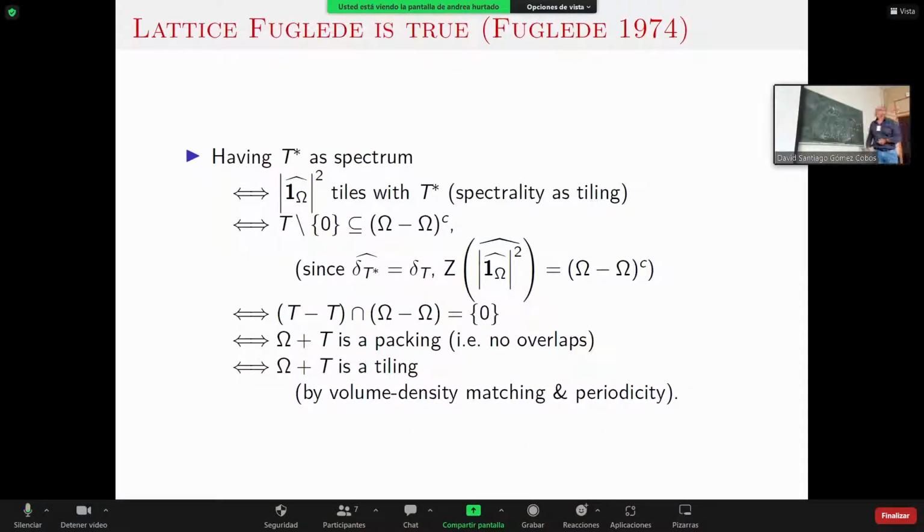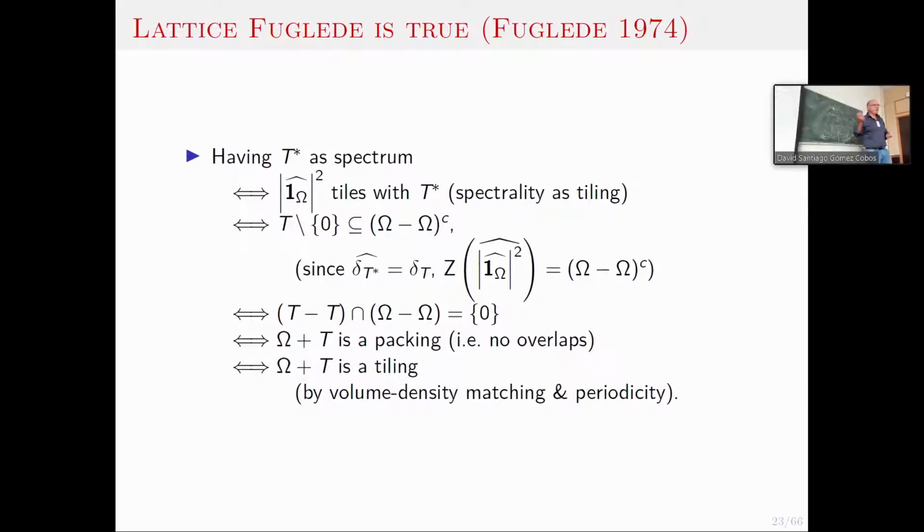Oops, sorry. It's a tiling. And we have proved our equivalence. T star is the spectrum if and only if omega plus t is a tiling. This is the lattice Fuglede conjecture. Okay.